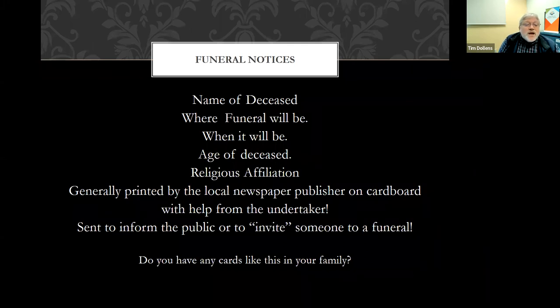The name of the deceased, where the funeral is going to be, when it will be, and the age of the deceased. You'll more likely get their religious affiliation. They're generally printed, like I said earlier, by the local newspaper publisher or on cardboard, often with help from the local undertaker, who was also the furniture dealer at that time. Get your buggy and your table and chairs and bedstead at the same place that you get your coffin. These were sent to invite people to the funeral, because a lot of newspapers were only weekly, and you wouldn't get that information from the local paper until maybe after the fact. And of course, I always have a question: do you have any cards like this in your family?